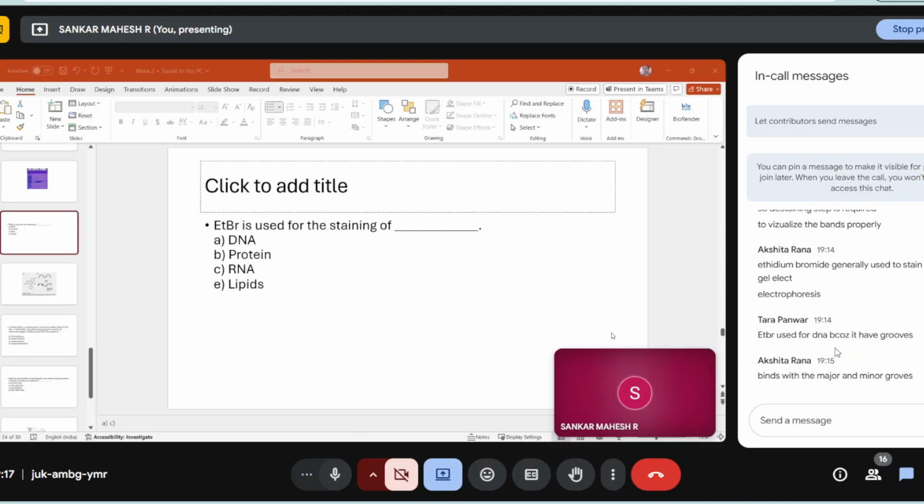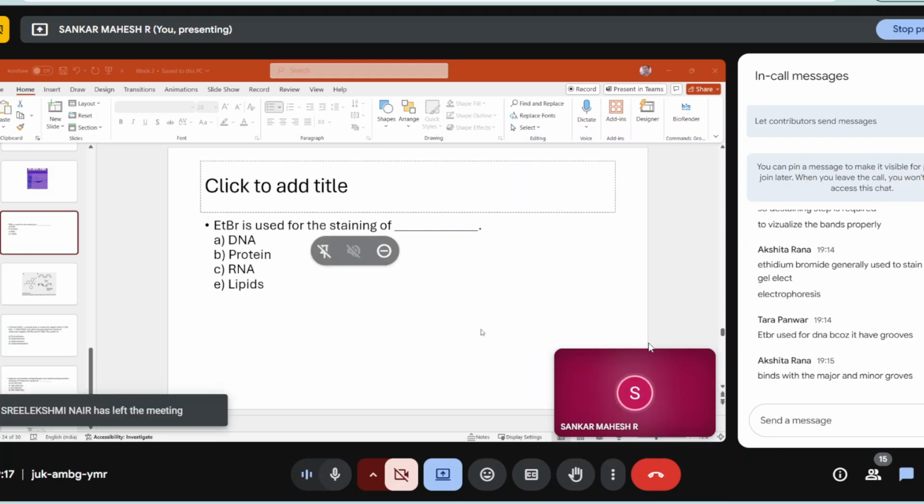And the major groove and minor groove are not specifically relevant here, because the major groove and minor groove are a large space and your ETBR is not that large. ETBR rather intercalates, so that is how it binds. Major groove and minor groove are for binding of proteins that bind to DNA, for example transcription factors like repressors and enhancers. That is what binds to the major groove and minor groove. Was that clear?